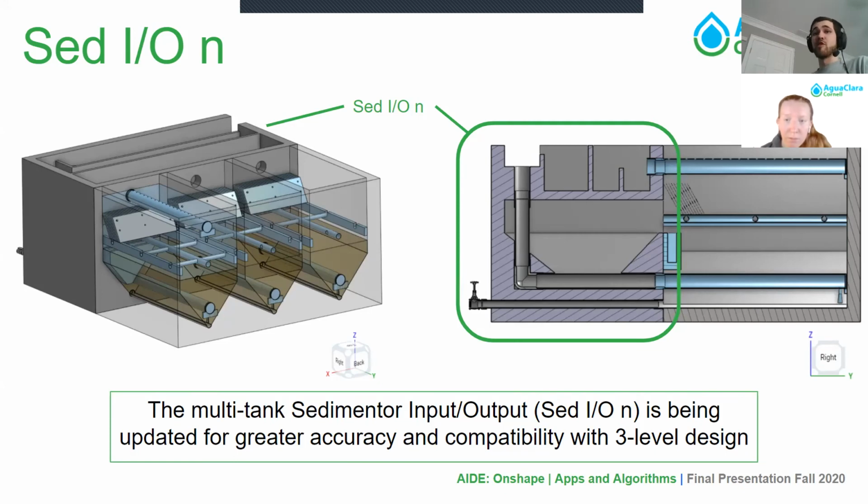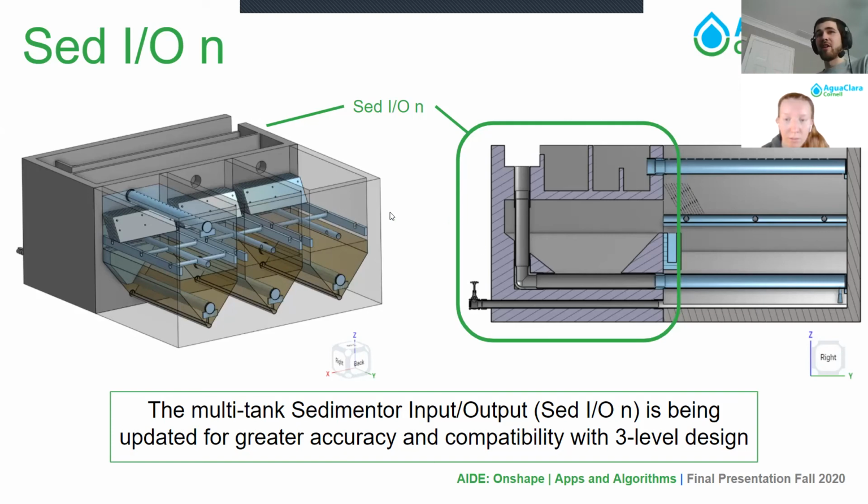This semester, Monroe has been helping out a lot with modeling the one tank sedimentor and its main component, the sed tank. But we also want to have a model of the multi-tank sedimentor or the sedimentor N that has several sed tanks. The main components of this are 1, the sed tank, and 2, the multi-tank sedimentor input-output, which again is abbreviated as sed-ION, which connects to the sed tank on its front face. It's highlighted in green here.